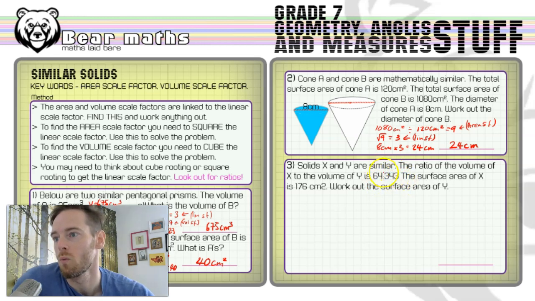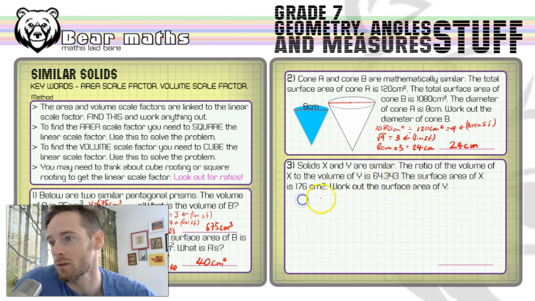Okay, so we can get the volume scale factor from this ratio, because we've got the volume of one to the volume of the other, right? If we do the division of this divided by this, all right? Surface area of X is 176 centimeters squared. Work out the surface area of Y.